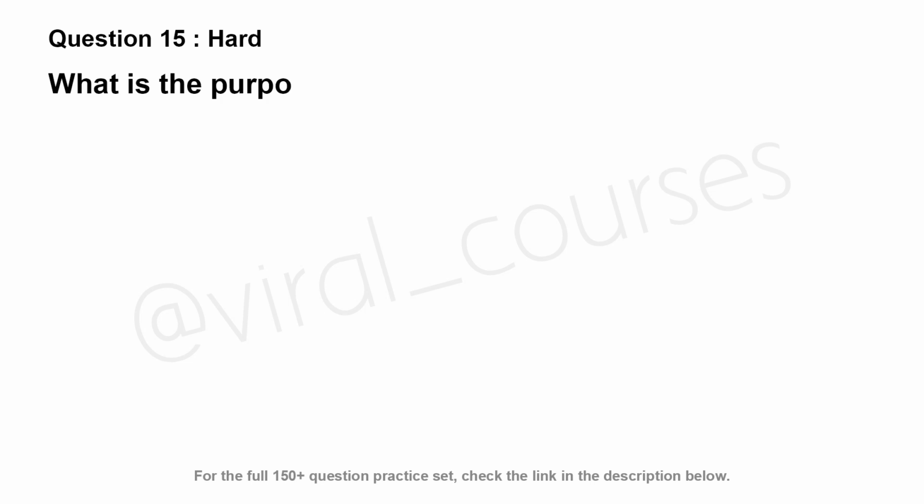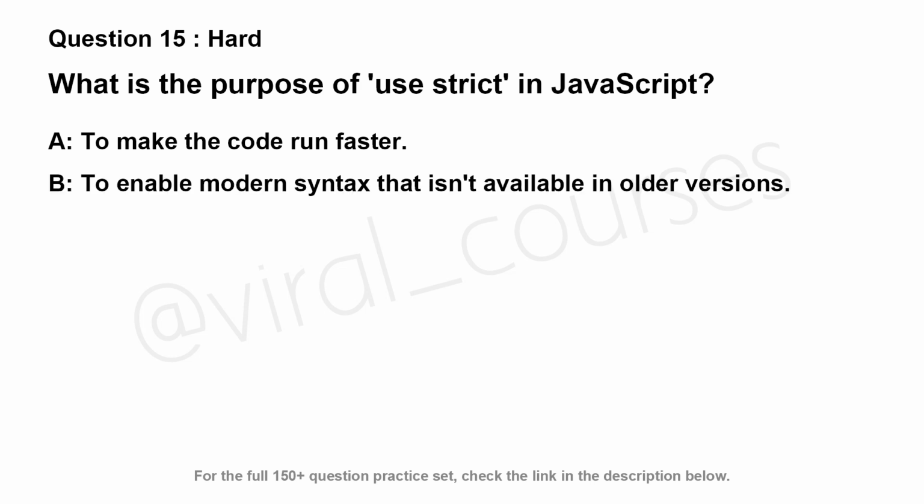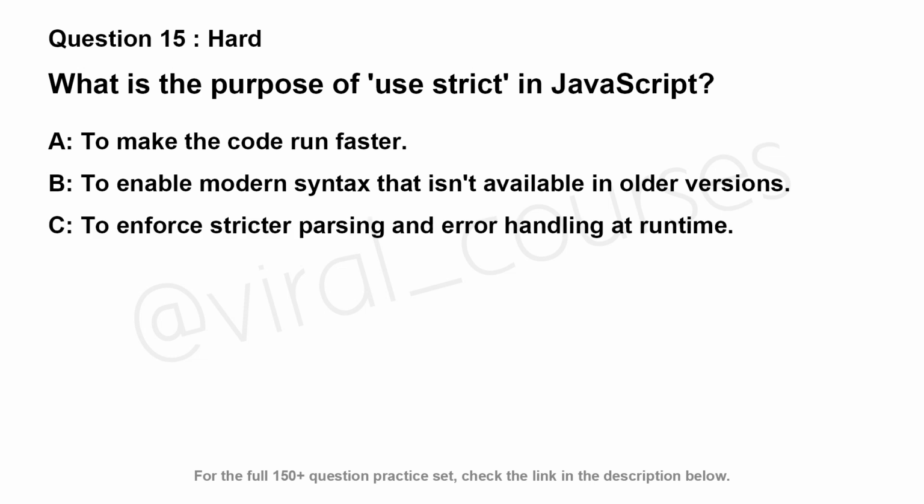What is the purpose of 'use strict' in JavaScript? Option A. To make the code run faster. Option B. To enable modern syntax that isn't available in older versions. Option C. To enforce stricter parsing and error handling at runtime. Option D. To prevent the use of external libraries.